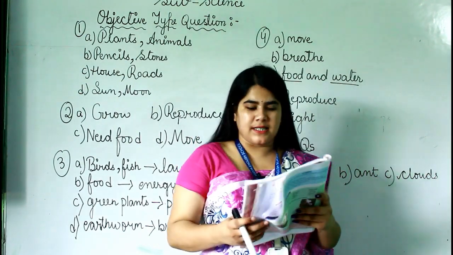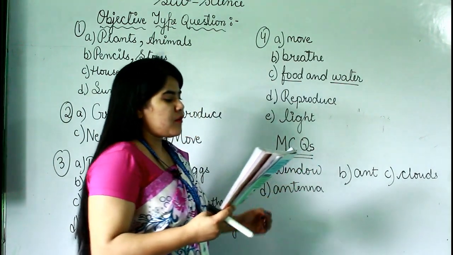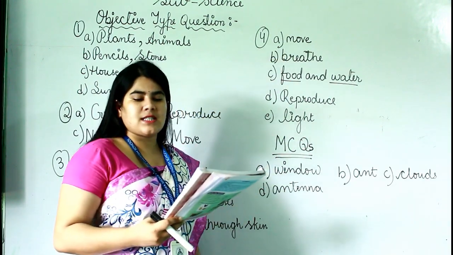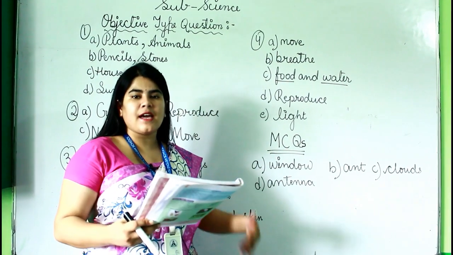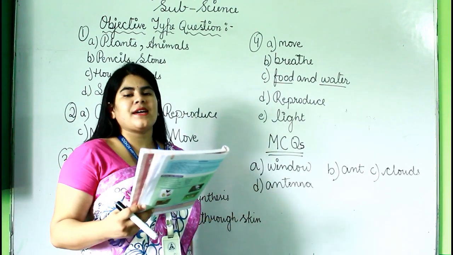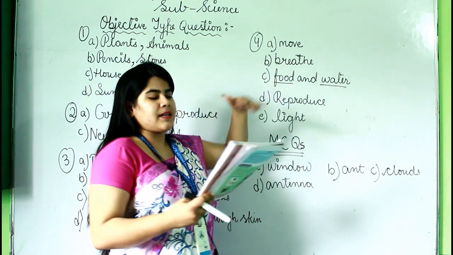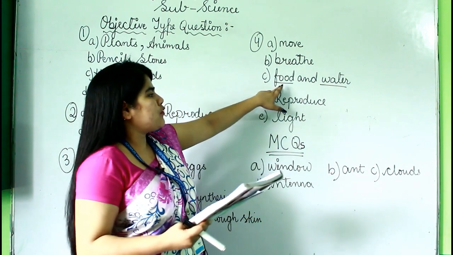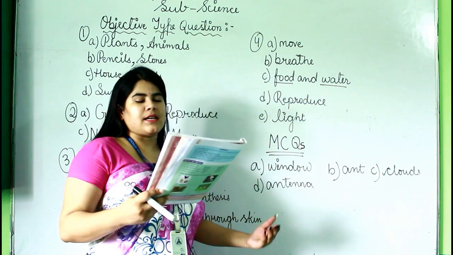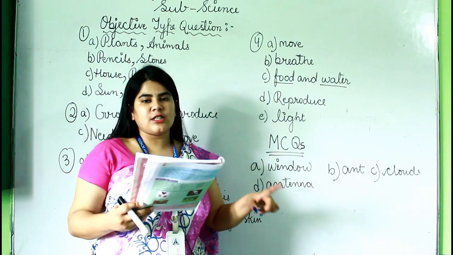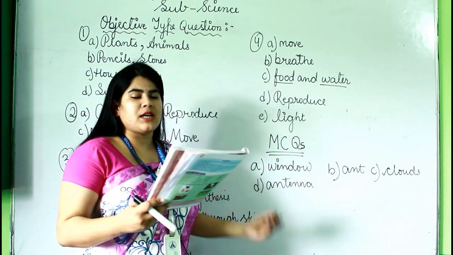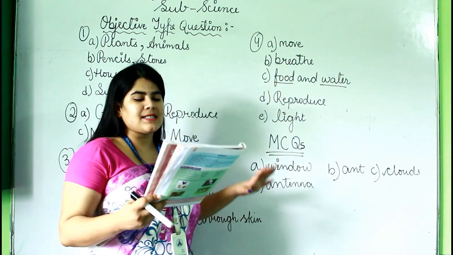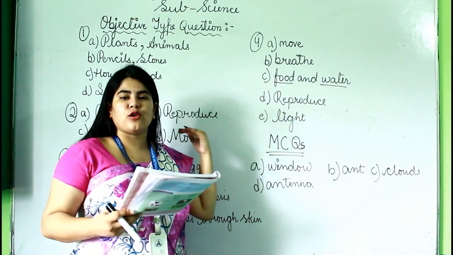Now move on to page number 13. It's fill in the blanks. First one, climbers such as money plants move upwards with the support of a stick as they grow. Number B, living things need to breathe air to stay alive. Third, living things need food and water. Number D, reproduce means to give birth to young ones. And the last one, plants can feel light and grow towards it.